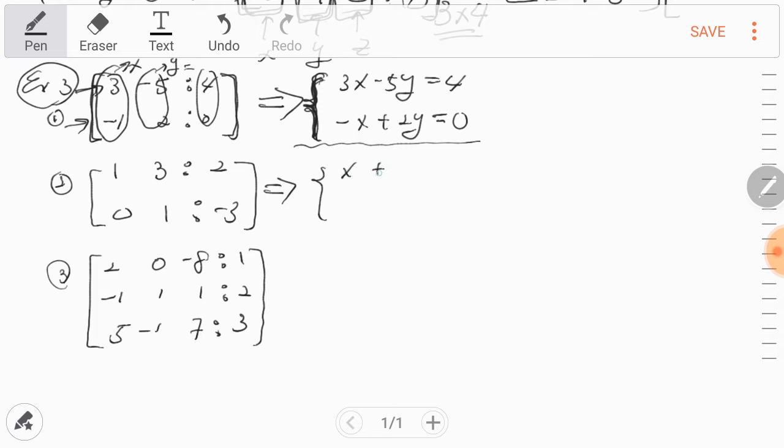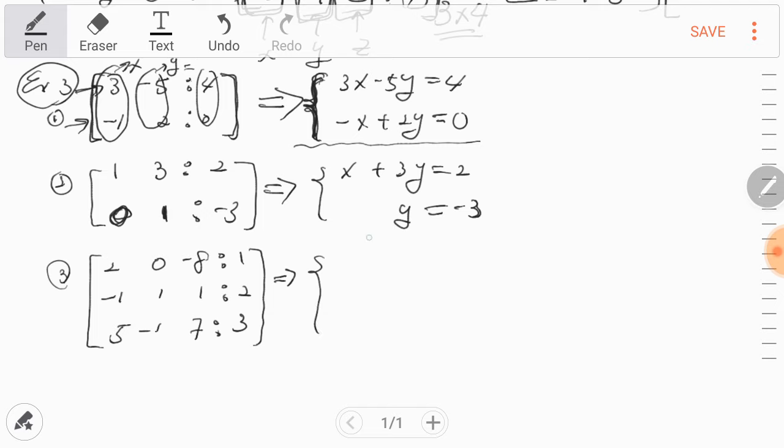So x plus 3y equals 2 and 0. The coefficient of x is 0. So 0 times x is 0. So we don't have to write the x term. Leave it blank. And the coefficient of y is 1. So instead of writing 1y, just write y equals negative 3. Okay, how about the third matrix?